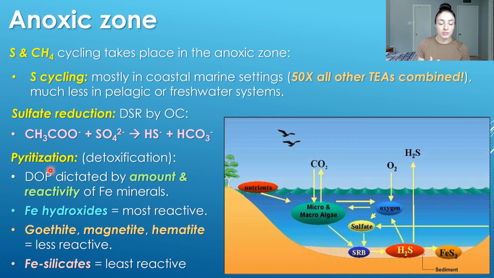And so their relative abundance matters, because say there's tons of hematite but not much iron hydroxides around, well, you're not going to get that much pyritization compared to if there was a lot of iron hydroxides but not as much of those less reactive iron minerals. You're going to get a ton of pyritization. And the last, least reactive iron source for pyritization would be iron-containing silicates. The iron in those is just not really available for iron sulfide formation, especially on the timescales at which it passes through the sulfate reduction zone.